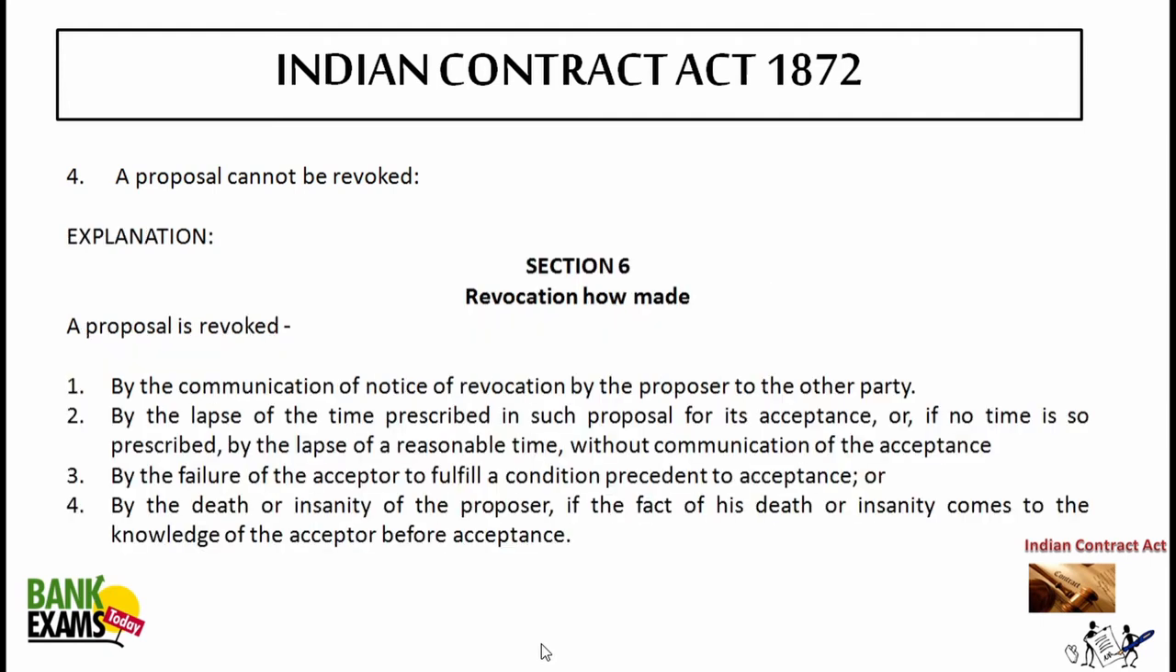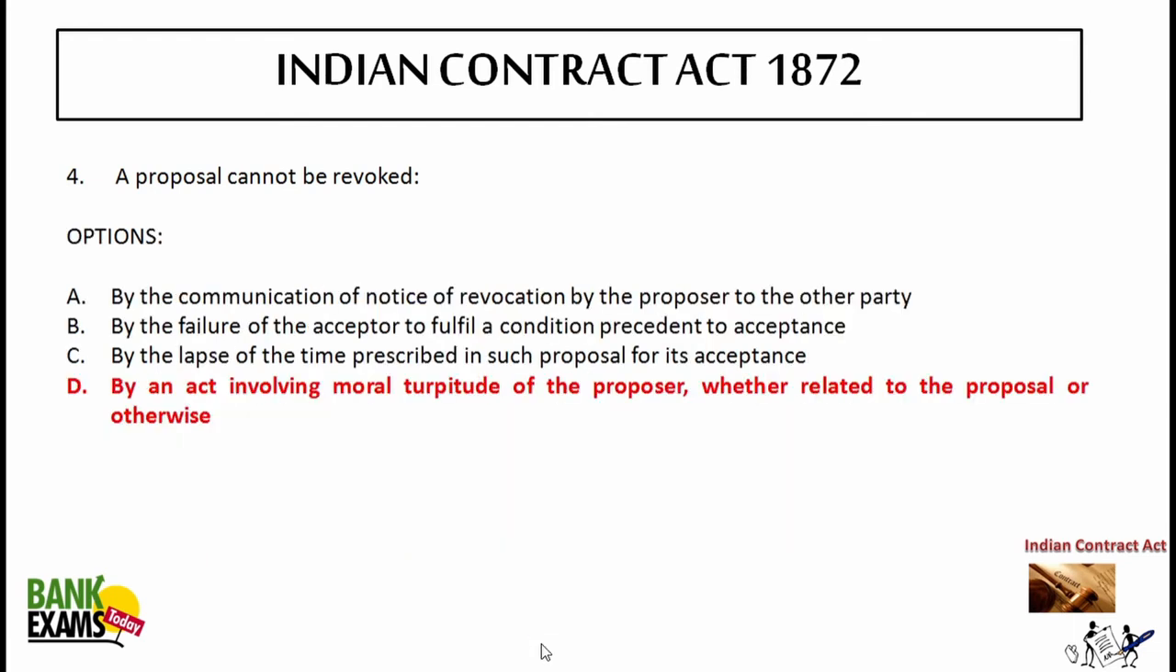And it is backed by Section 6, which says revocation, how made. A proposal is revoked by the communication of notice of revocation by the proposer to the other party, or by the lapse of the time prescribed in such proposal for its acceptance, or if no time is so prescribed, by the lapse of a reasonable time without communication of the acceptance, by the failure of the acceptor to fulfill a condition precedent to acceptance, or by the death or insanity of the proposer if the fact of his death or insanity comes to the knowledge of the acceptor before acceptance. So only these are the conditions when the proposal is revoked. So here the answer is option D.